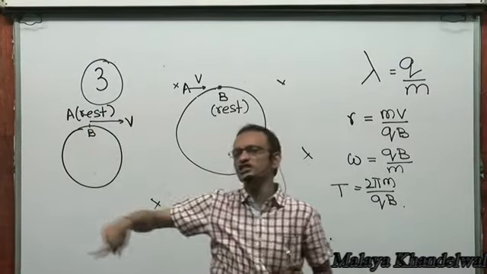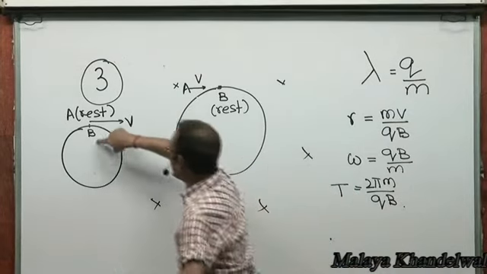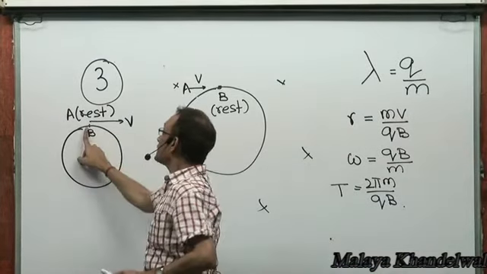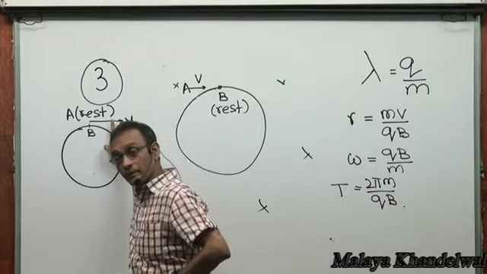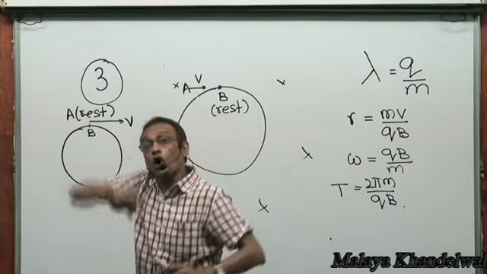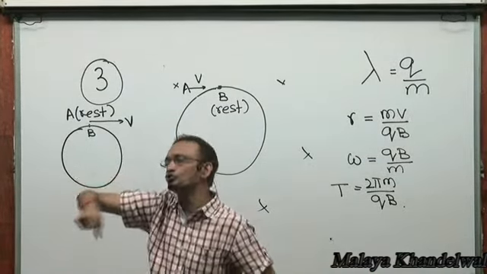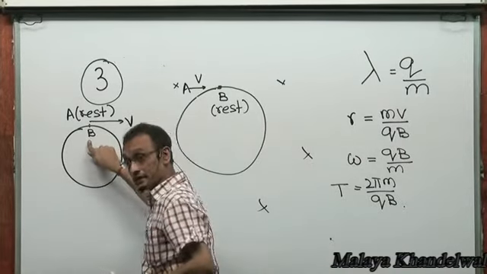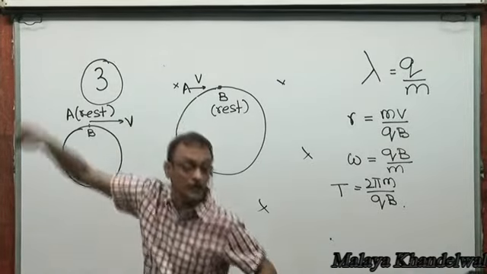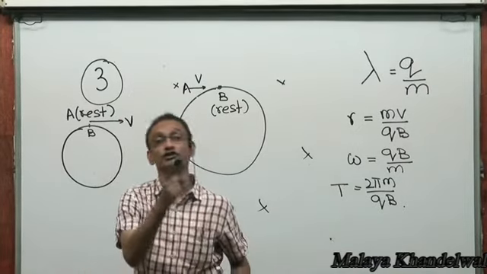B then executes this circular trajectory. It comes to this point, hits A, and then A takes over. So alternately, A and B execute this circular trajectory. One particle idles, the other particle executes a full circular trajectory. Yes or no?